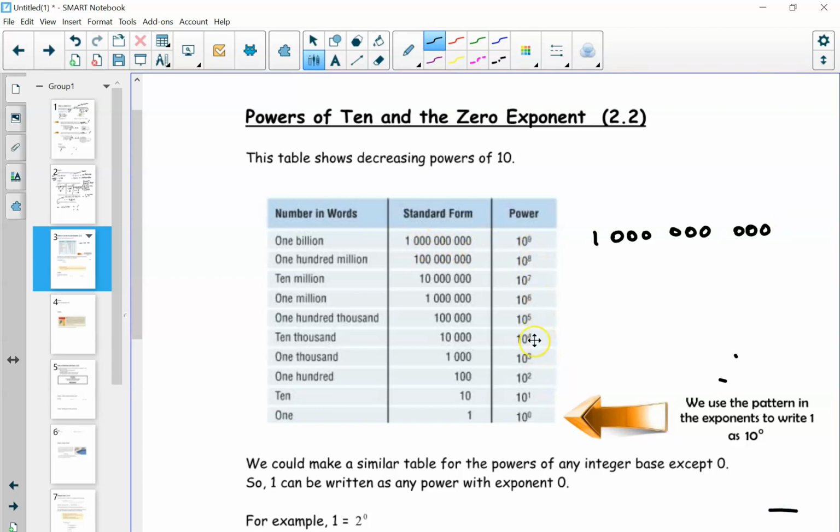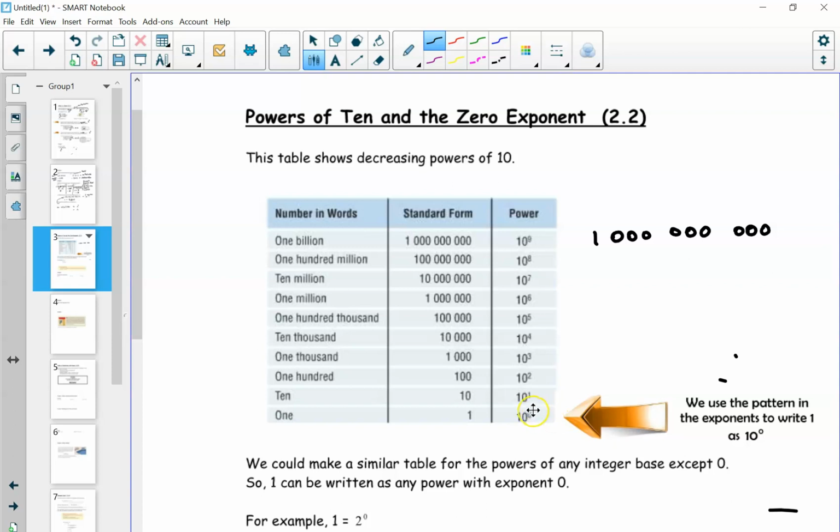Let's go all the way down to 4. It's just a 1 with 4 zeros. 10 squared is just a 1 with 2 zeros. When we get down to 10 to the power of 1, well, it's the same thing. It's a 1 with 1 zero. This is the new one here.